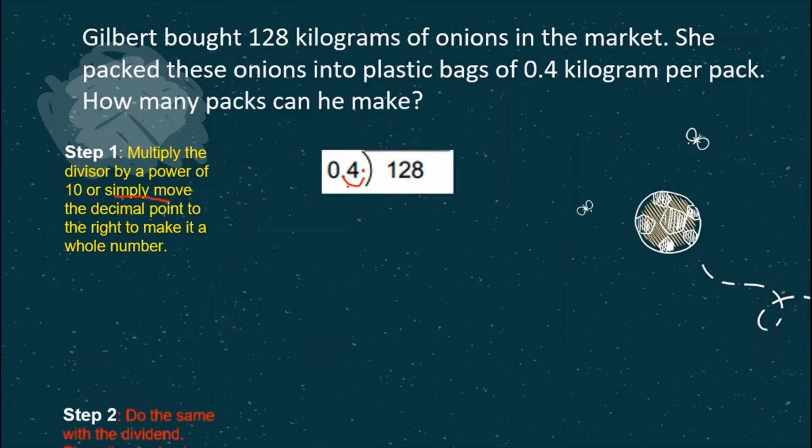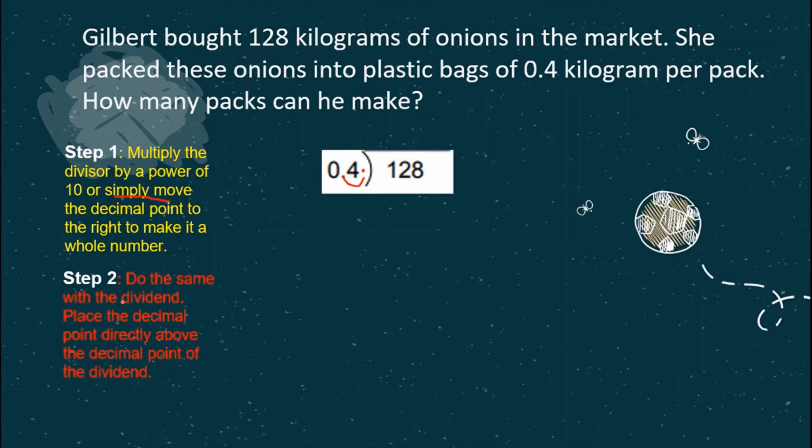Okay, then let's proceed to the second step, and that is we're going to do the same with our dividend. Place the decimal point directly above the decimal point of the dividend. Okay, so for this one, the decimal point of 128 is just right here. So since we moved one place to the right, we're going to move this one also one place to the right. Okay, so this will be now the new place of our decimal point. And don't forget to affix 0 since we have a missing space here.